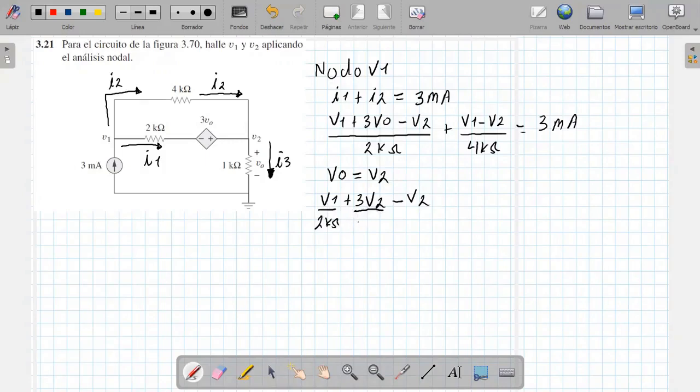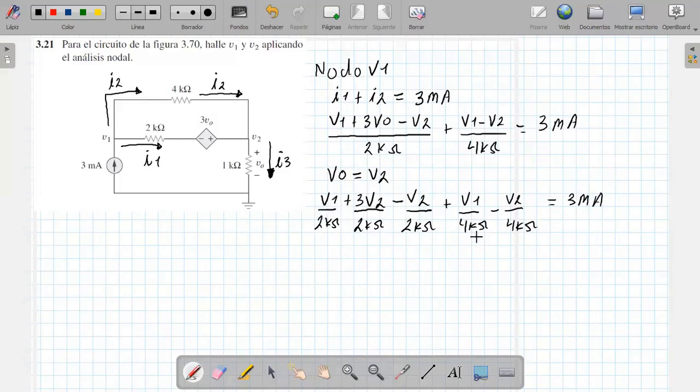About 2 kiloohms. And that's kiloohms. Two good plus V1 over 4 kiloohms minus V2 over 4 kiloohms. Well, all of that is equal to 3 milliamps. Okay. Now what I'm going to do is operate everything I have.